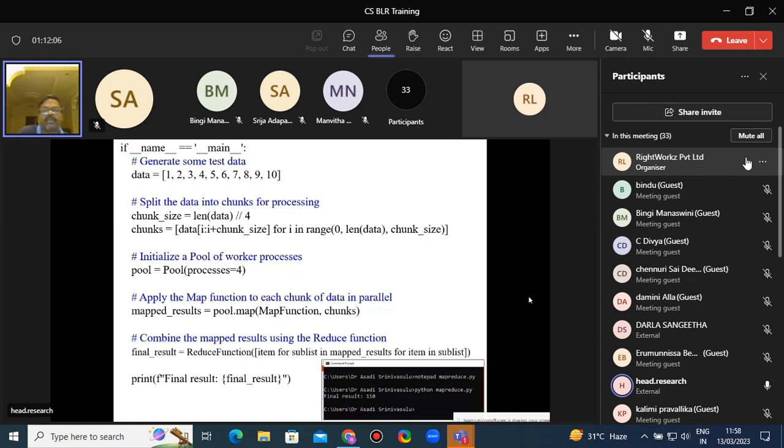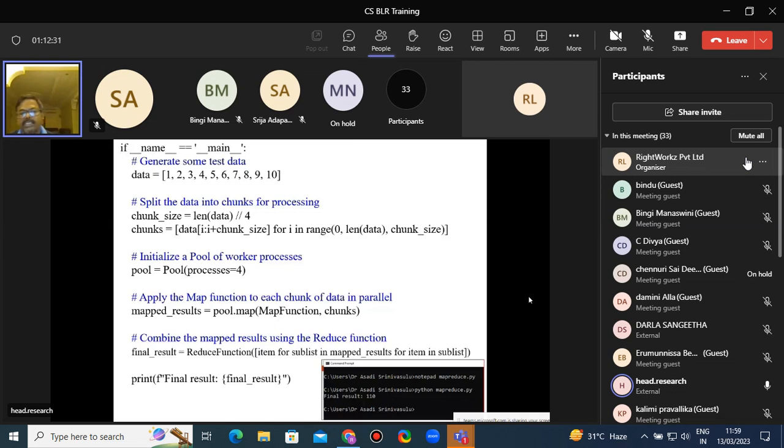Initialize a pool of worker processes, then pool equals Pool of processes. Apply the map function to each chunk of data in parallel. Mapped_results equals pool.map(map_function, chunks). Combine the mapped results using the reduce function. Final_result equals reduce(function).